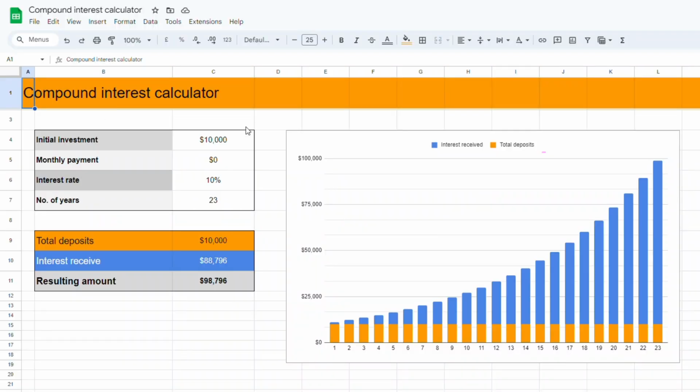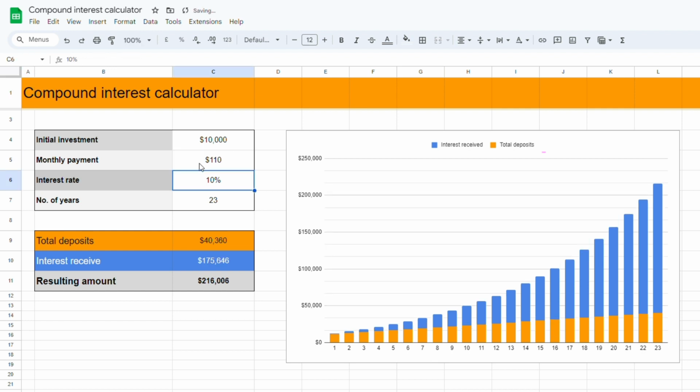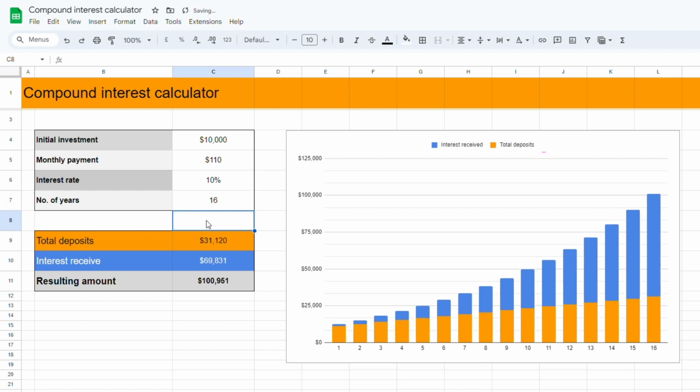In the compound interest table, we keep the $10,000 as the initial deposit and add $110 per month to it, which we will add to the investment on a regular basis. It will only take us 16 years to get to the final amount of $100,000. As you can see, we put in a total of $31,000 and receive $69,800 in interest. This already sounds much more interesting, and just $110 per month will reduce our total investment time by a whopping 7 years.